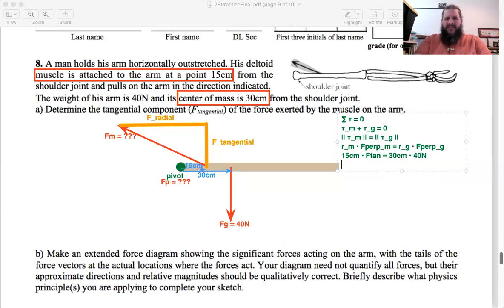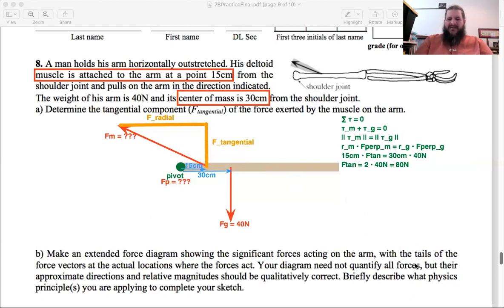Yeah, divided by 15 centimeters. 30 over 15 is 2, and centimeters cancel out. So we get 80 newtons. And again, this is a proportionality thing. The muscle force is half as far, so it needs to be twice as strong.